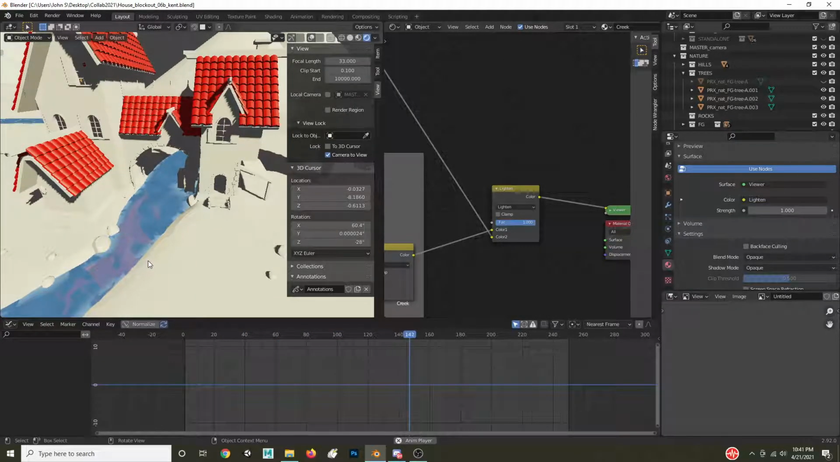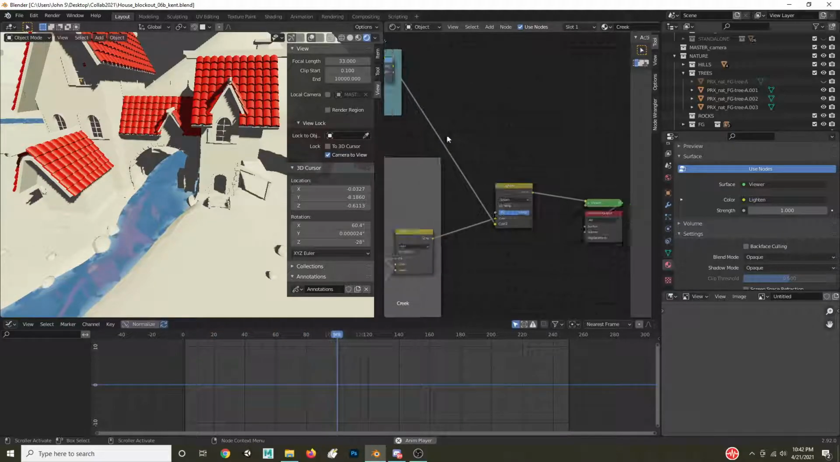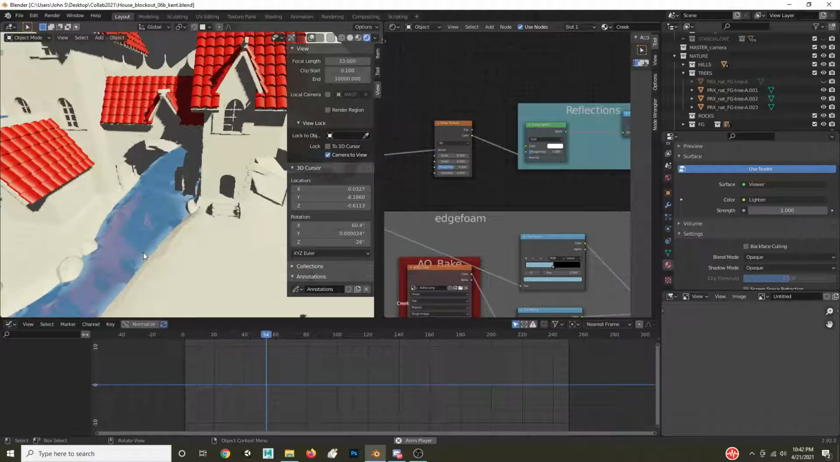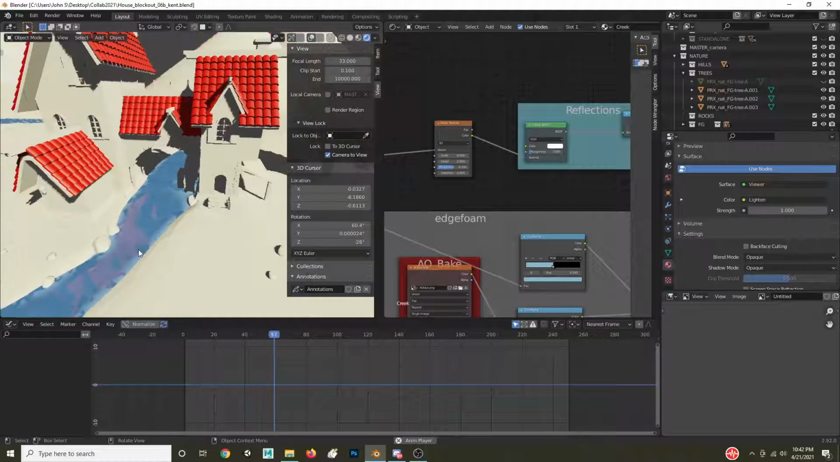Eevee's reflections are kind of weird. I couldn't get anything to work with screen space reflections. I could get reflections on the river, but I couldn't distort them with my texture because that would just smear them wildly everywhere, and it didn't look good at all. So they were just perfectly still in the moving water, which also didn't look good. So I had to use a reflection probe to get these.